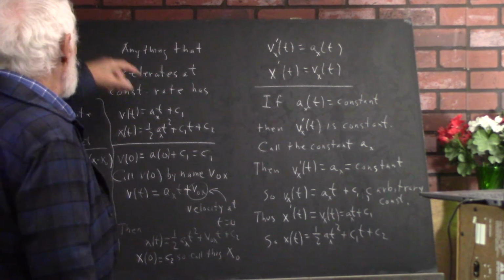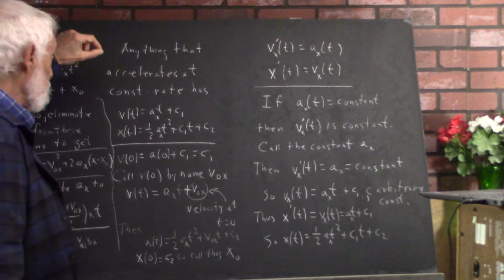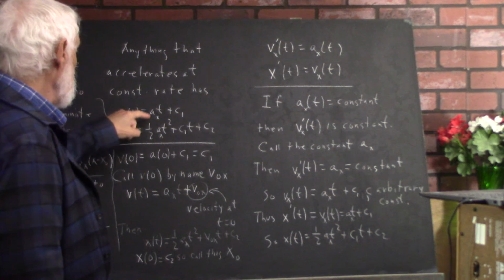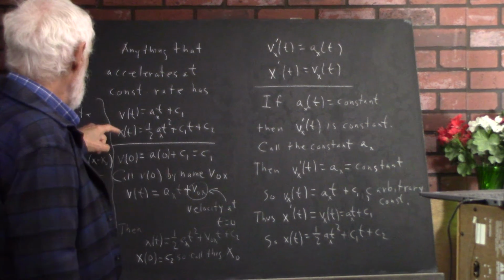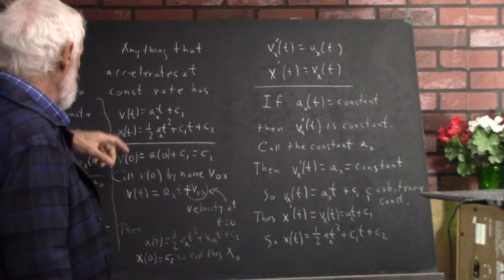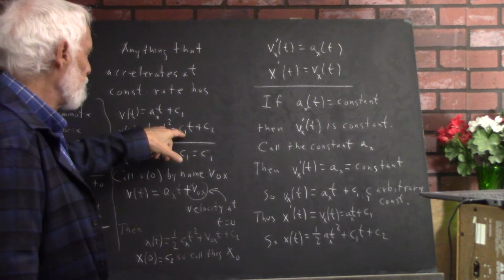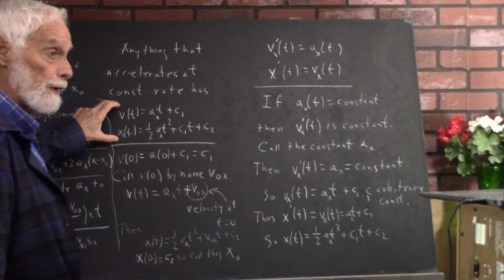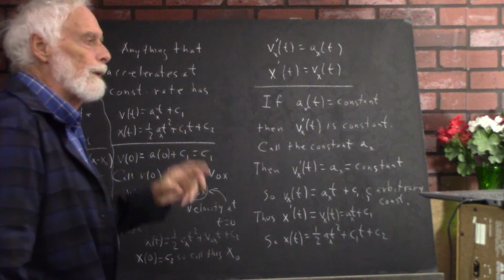Well, it follows from this that anything that accelerates at a constant rate has vx of t equal axt plus c1, where c1 could be any number. It depends on the circumstances. And x of t is 1/2 axt squared plus c1t plus c2. Now these are actually our kinematic equations, but we want to give c1 and c2 meaningful names.